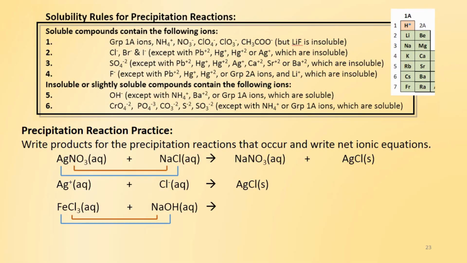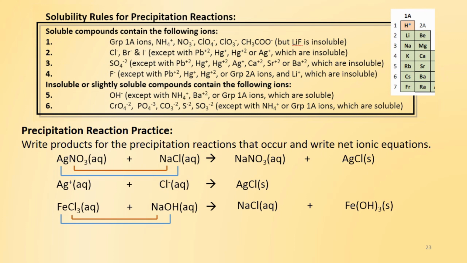Let's try one more. Iron 3 chloride, aqueous, combined with sodium hydroxide, aqueous. Let's exchange ions. The inner brown line connects sodium and chloride, and we know that sodium chloride is soluble. What about iron 3 ion and hydroxide ion? Well, rule number 5 tells us that all hydroxides are insoluble unless hydroxide is combined with ammonium, barium, or group 1A ions. Well, iron 3 is not one of those exceptions, and so iron 3 hydroxide is indeed insoluble. So we can write for products sodium chloride and iron 3 hydroxide solid.